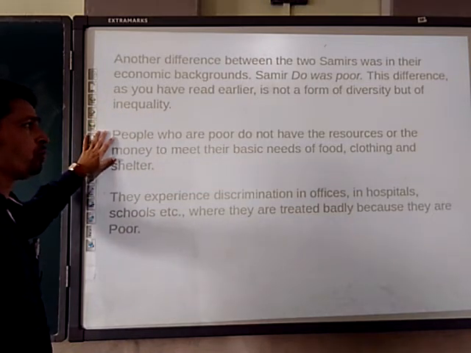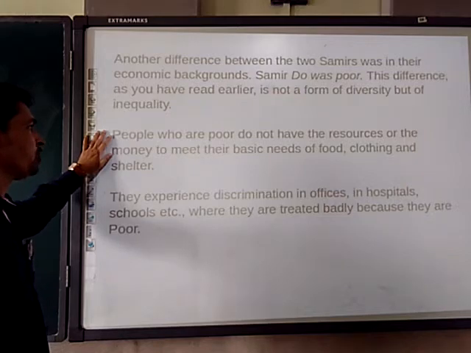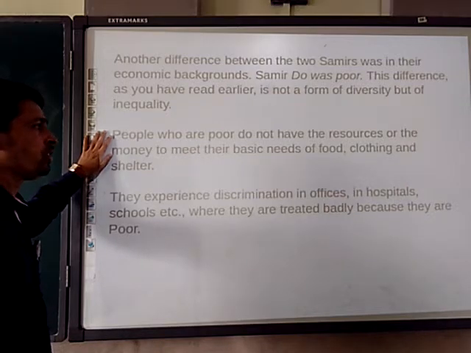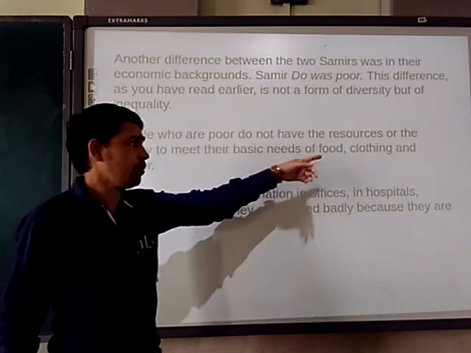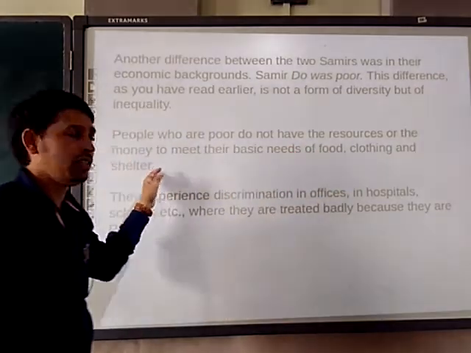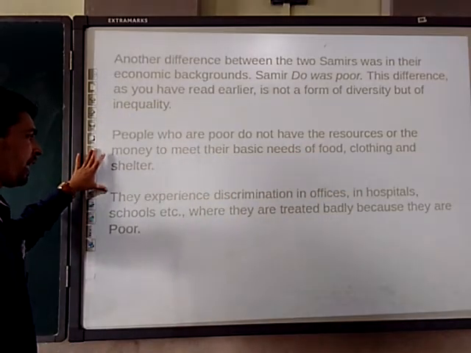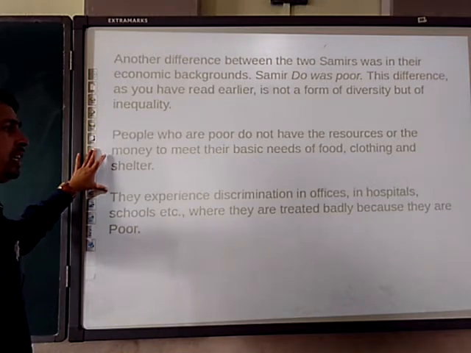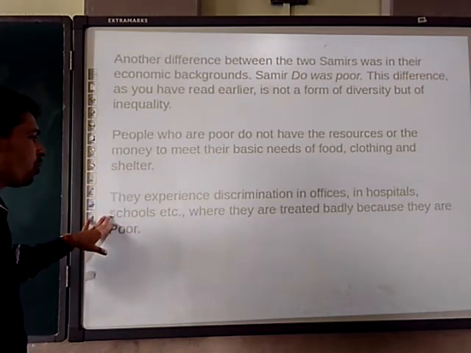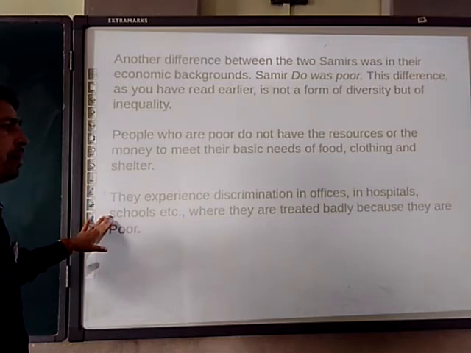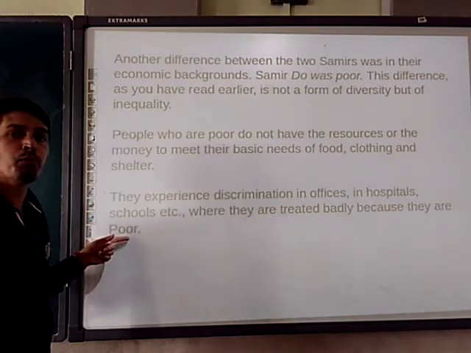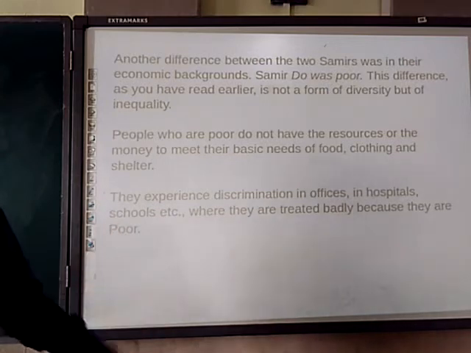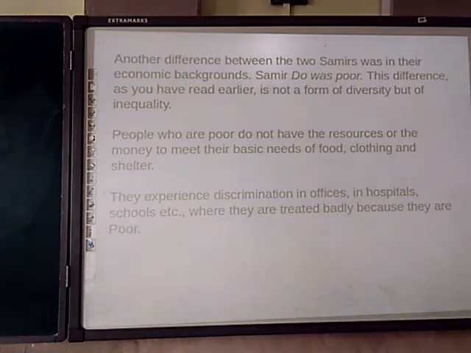People who are poor do not have the resources or the money to meet their basic needs of food, clothing and shelter. Please make a note of it. Food, clothing and shelter. Poor people experience discrimination in offices, hospitals, schools, etc., where they are treated badly because they are poor. Please make a note of it. These points show how people discriminate against one another on the basis of economic status.